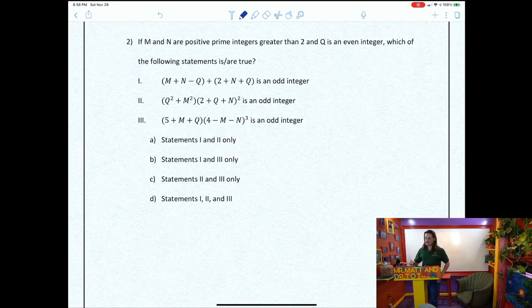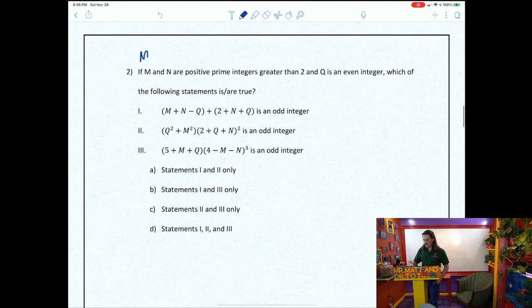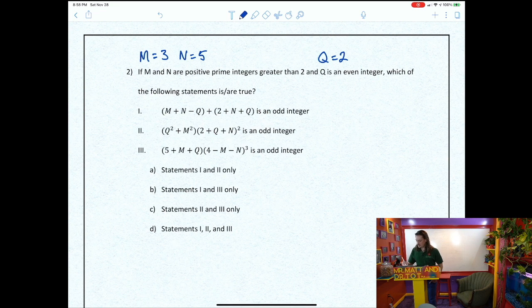So again, the domain didn't change here, so we could still use 3 for m, 5 for n, and 2 for q if you wanted to use substitution. Thinking about this conceptually, however, we're going to have m plus n, so we're going to have an odd plus an odd minus an even, quantity plus an even plus an odd plus an even.